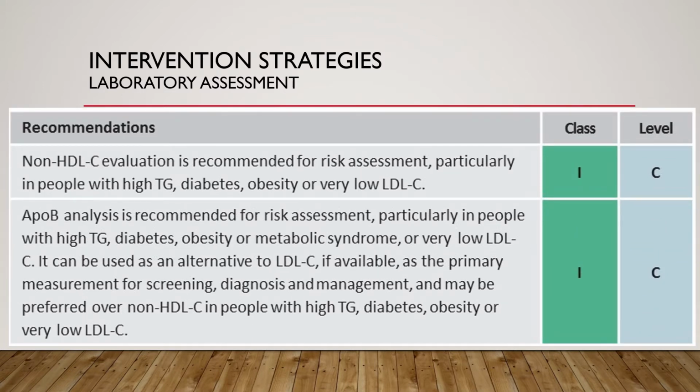Non-HDL cholesterol evaluation is also recommended, particularly if you find the patient has high triglycerides, or is diabetic, or obese, or has very low LDL. The apolipoprotein B analysis is recommended for risk assessment, particularly in people with high triglycerides, diabetes, obesity, or metabolic syndrome, or if you do LDL and it is very low. This could be used as an alternative to LDL cholesterol as the primary measurement for screening, diagnosis, and management. Okay, so ApoB analysis could be used for risk screening, diagnosis, and management for patients with very low LDL cholesterol.